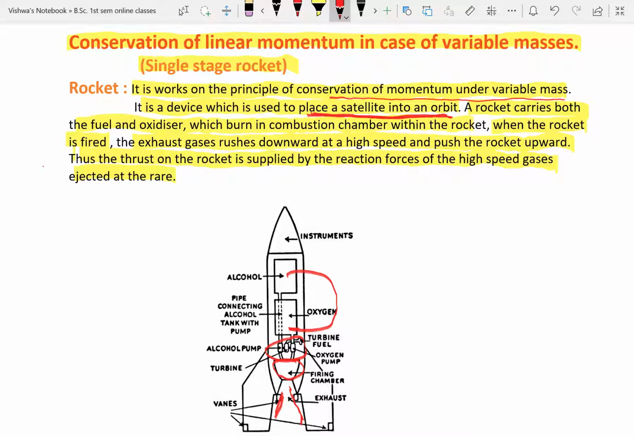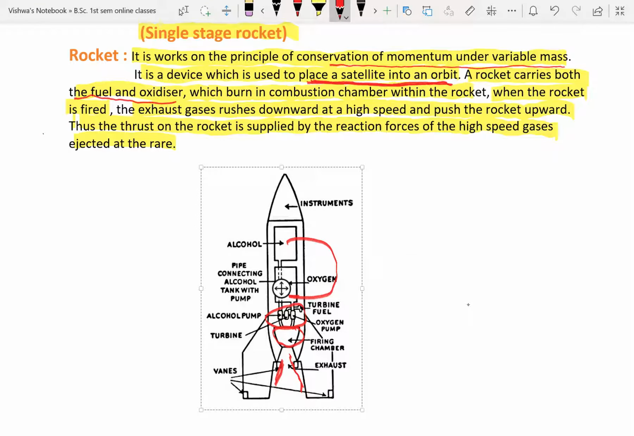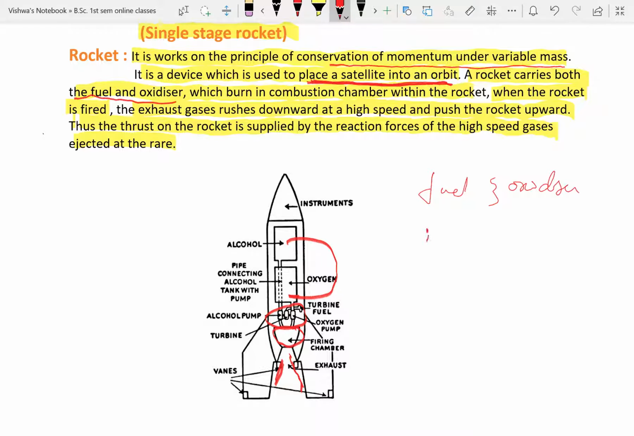The rocket carries both the fuel and oxidizer. The major mass of the rocket is from the fuel and oxidizer. And it also has at one end the instruments, that is the satellites. The fuel and oxidizer burn in the combustion chamber within the rocket only.